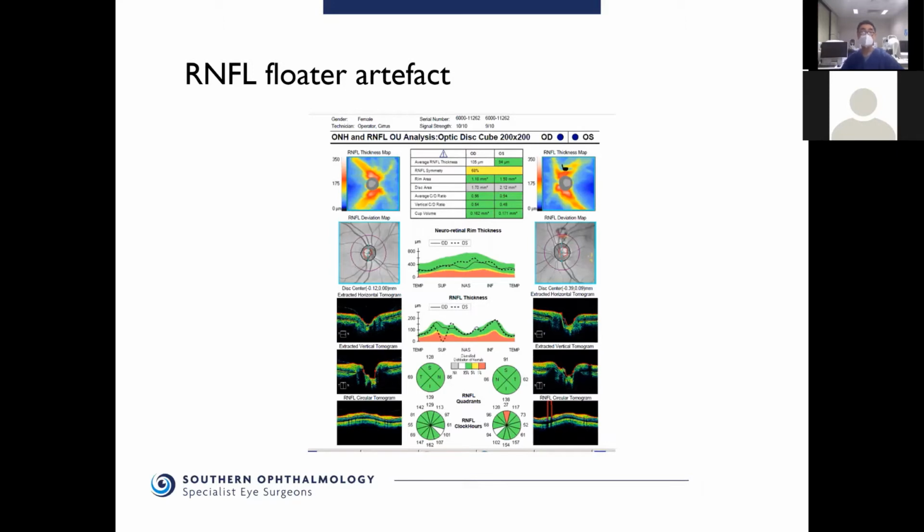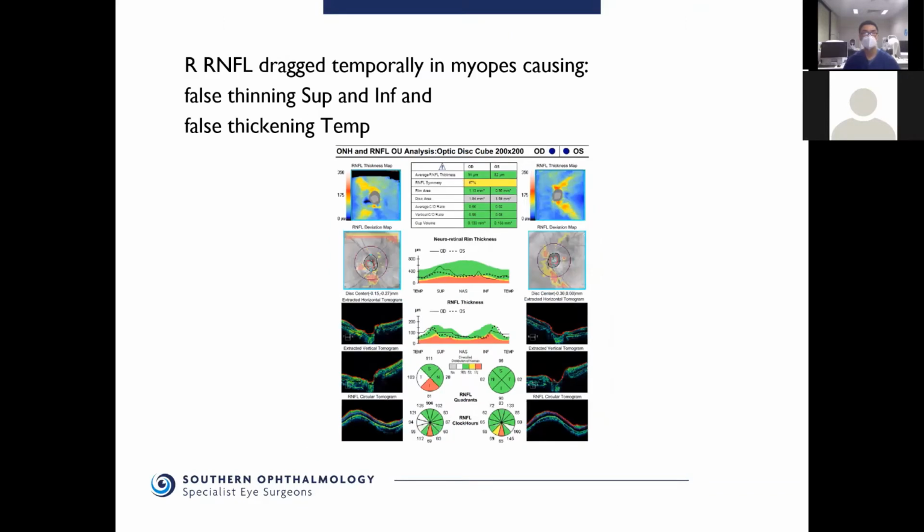So a floater. This patient had OCT. If you look just at the thickness map, you might say, oh, there is a thinning of this segment here, the superior segment. But this is actually caused by a floater, a Weiss ring that you can see here, and a defect in the thickness map visible there. So got to be careful of floaters leading to segmentation error.